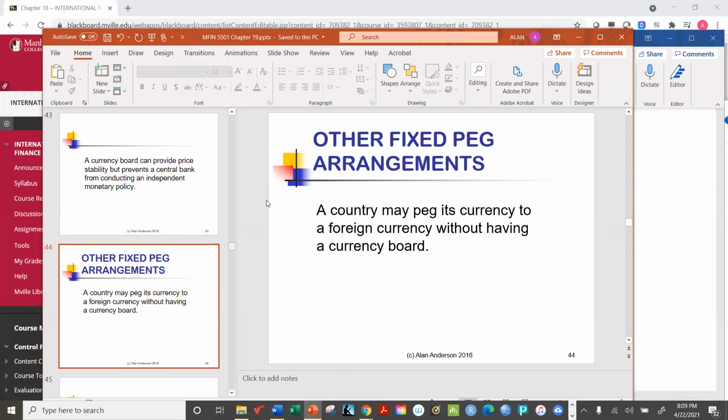Well, a country can peg its currency to a foreign currency, as we've seen, without having a currency board. Like I said, currency boards are actually quite rare these days. A peg simply means the central bank commits itself to intervening in foreign exchange markets as needed in order to keep its currency from getting too strong or too weak. So we've already seen that, for example, the Kuwaiti dinar is pegged to the US dollar.